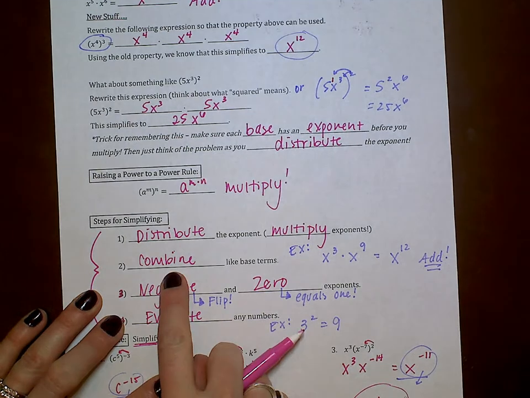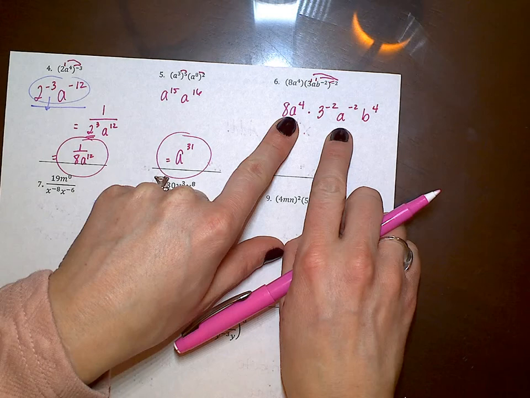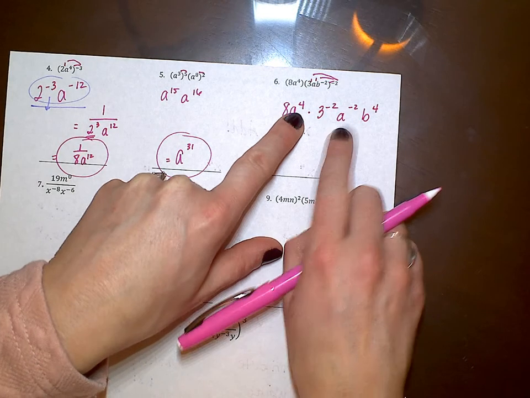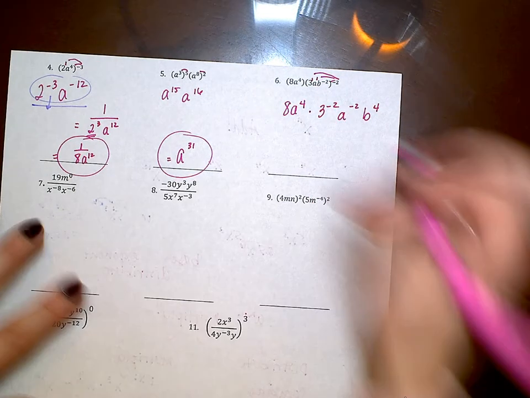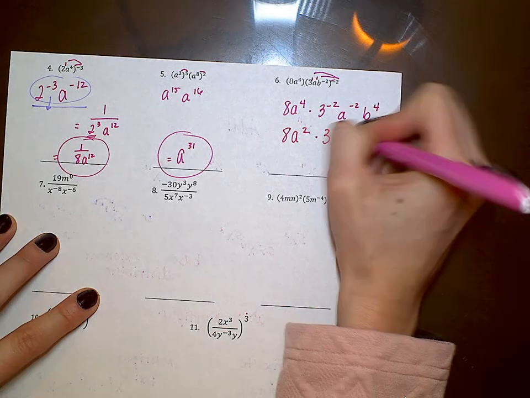Okay, I distributed. Now I see if I can combine anything. And I can combine the a's. So let's see, there's 4 here, -2 here. If I add, that's +2. So it kind of looks like that.